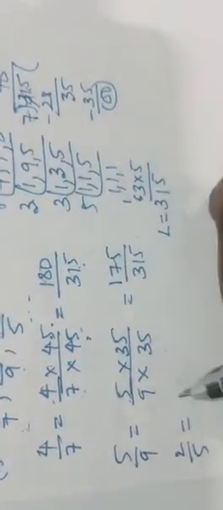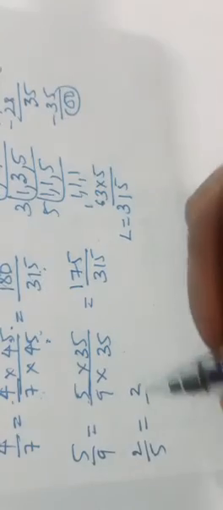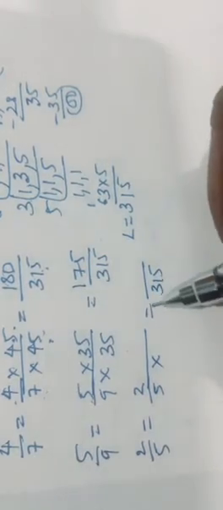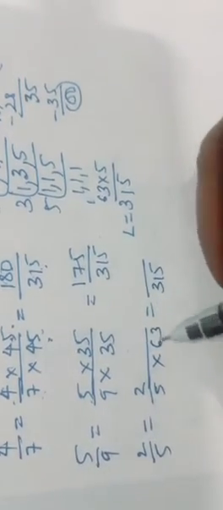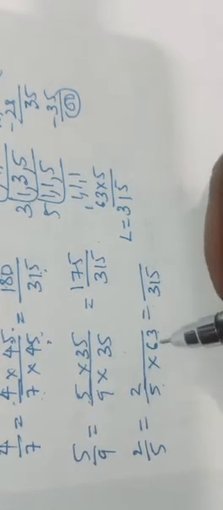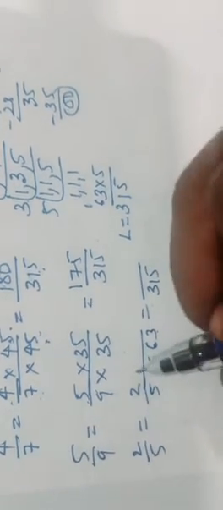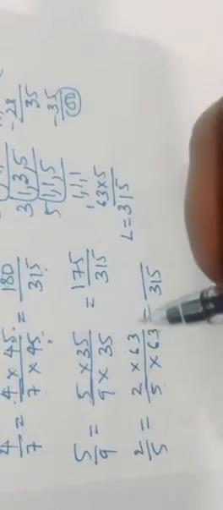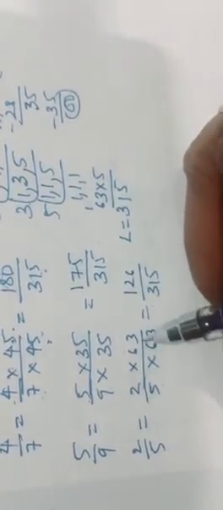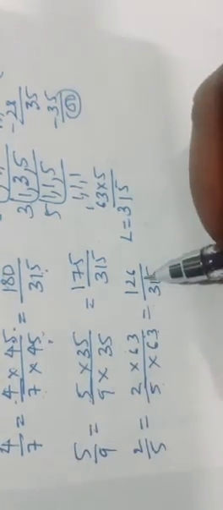175. Then we have 2 by 5, children. 2 by 5, the denominator we have to get 315. So, we multiply by 63. 5 3s are 15, 1 carry. 5 6s are 30 plus 1, 31. Therefore, multiply by 63. Then we get 126 because 63 2s are 126.